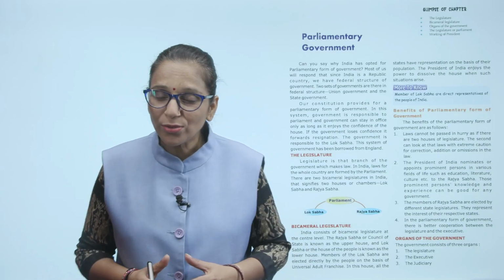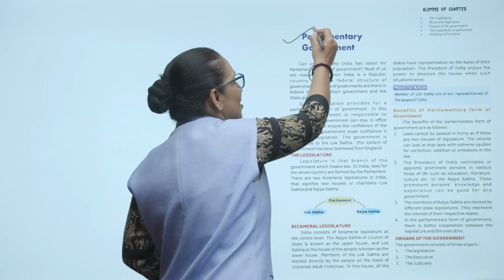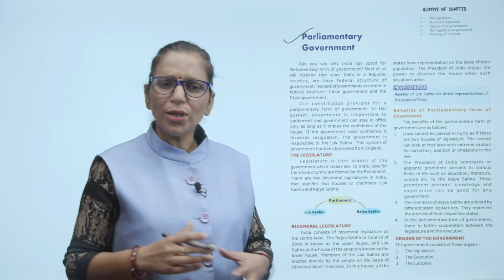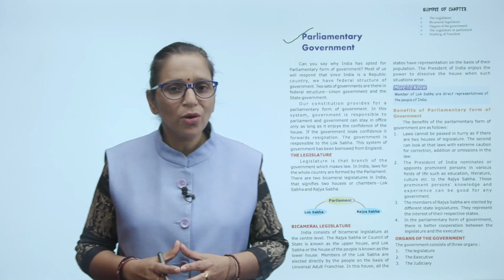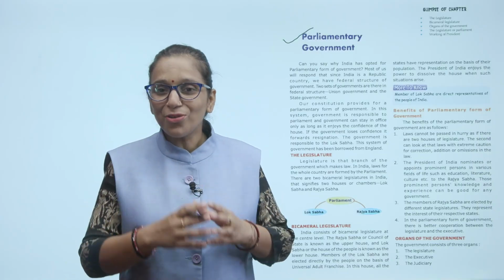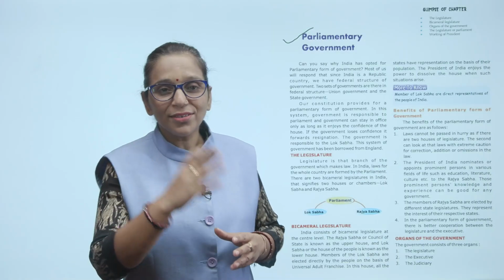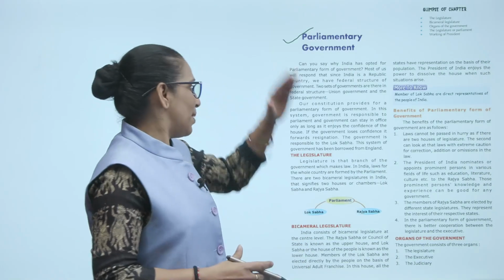So today we are going to discuss another topic of civics, that is parliamentary government. And in this chapter we are going to understand what exactly the parliamentary government is, what the bicameral legislature is, what are the organs of the government, working of the president, etc. So let's start the chapter with the parliament.